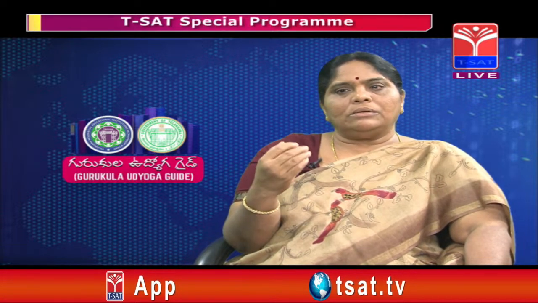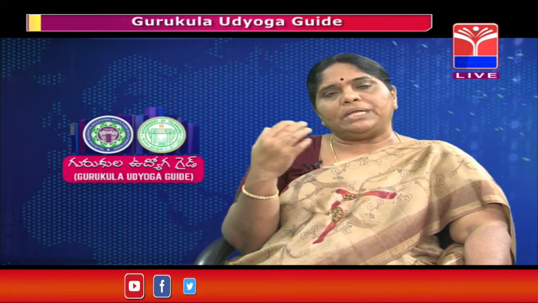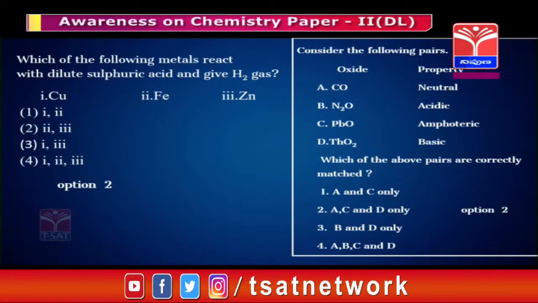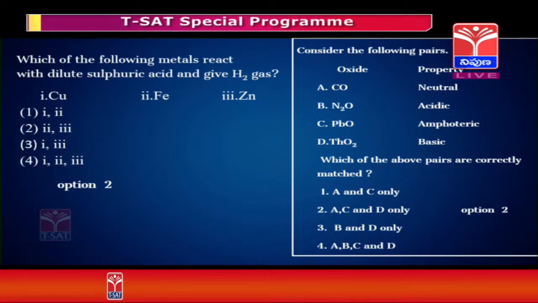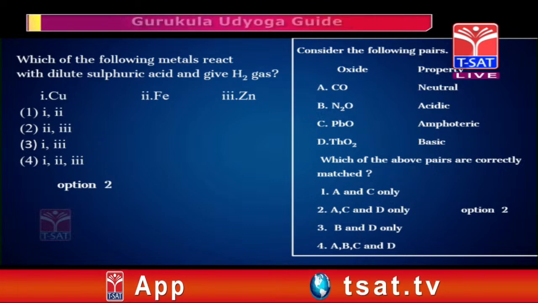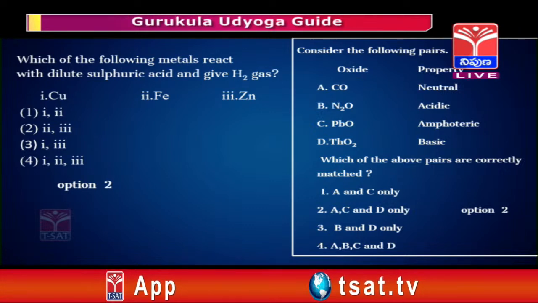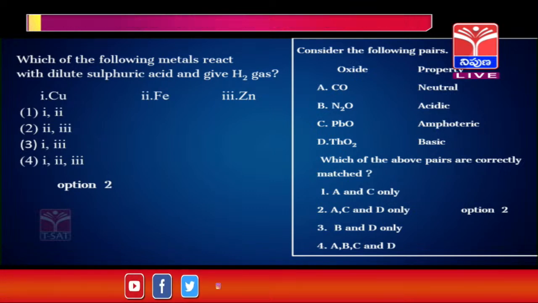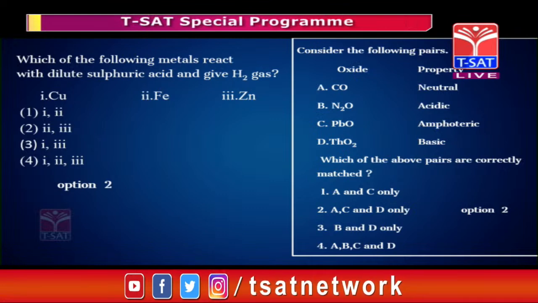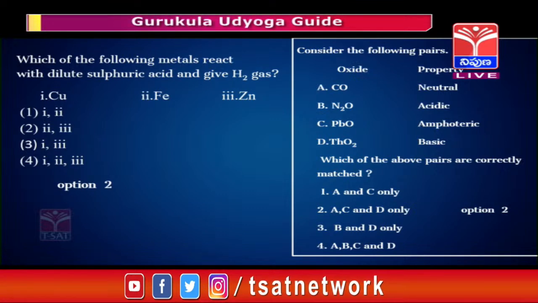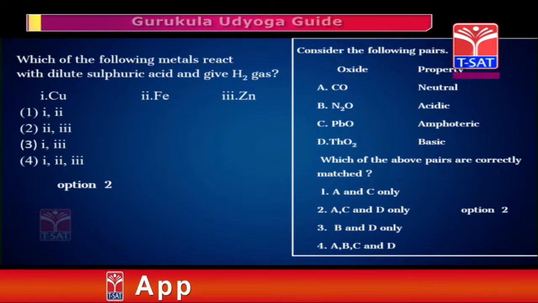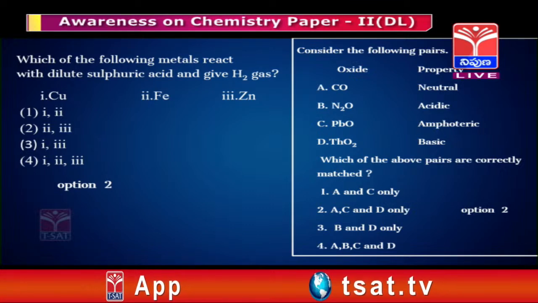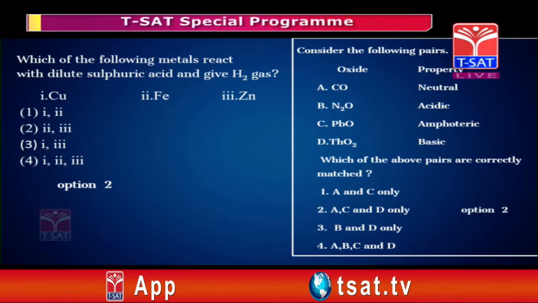The reactions in the chemical properties, many reactions will be there. Those reactions are also important when you come for the exam. Suppose this is the question: which of the following metals react with dilute sulfuric acid and give hydrogen gas? 1 copper, 2 iron, 3 zinc. Out of the 3, which are giving hydrogen gas with this sulfuric acid? The correct option is 2, 3, that means option 2. 2 is iron, 3 is zinc. Iron and zinc will give the hydrogen gas, but copper will not give, because copper is below hydrogen in the reactivity series.